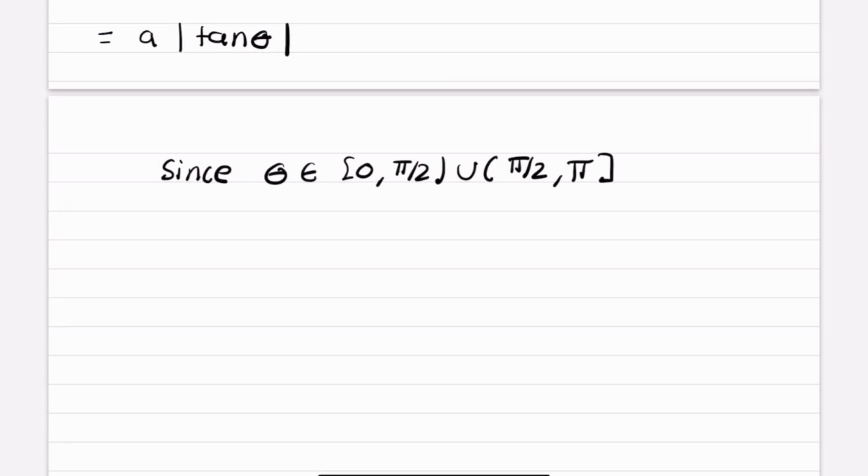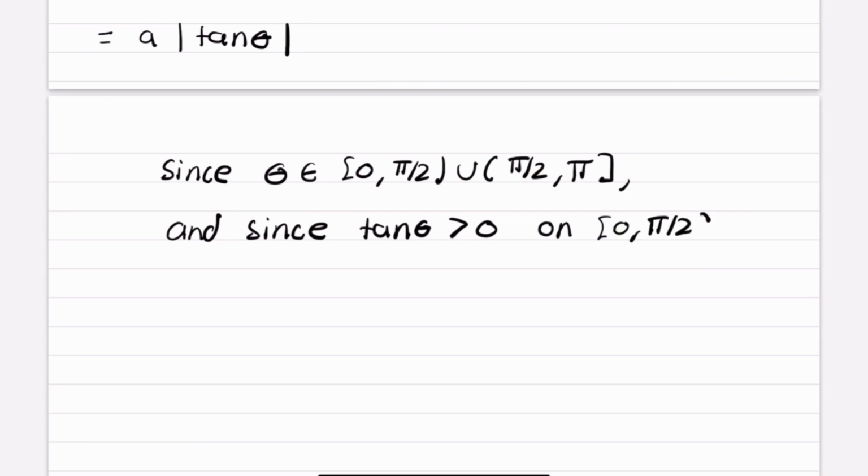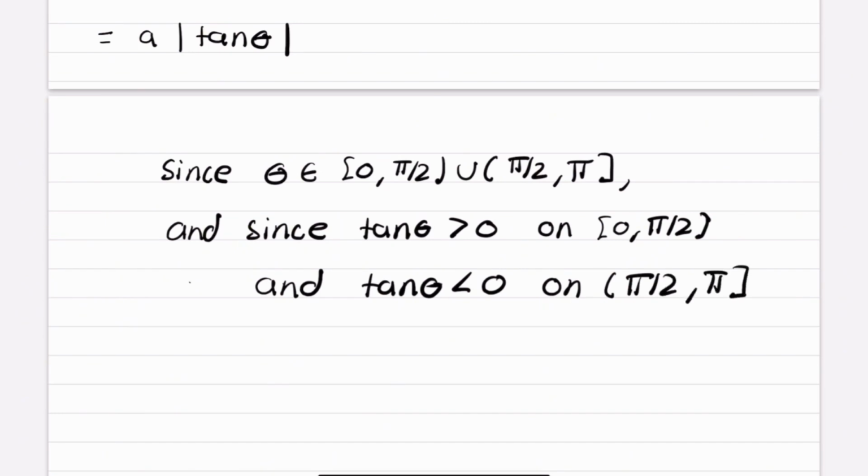Now, since theta belongs to the interval from 0 to pi over 2, union pi over 2 to pi, and since tangent of theta is greater than 0 on 0 to pi over 2, and tangent of theta is less than 0 on pi over 2 to pi, we cannot remove the absolute value.